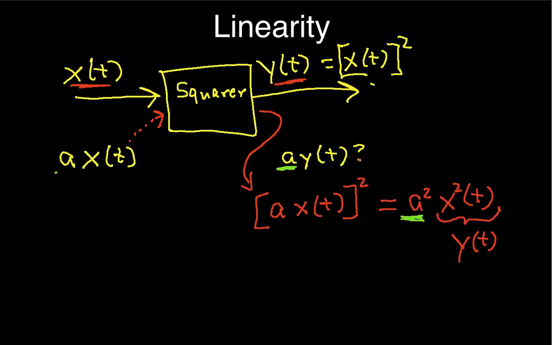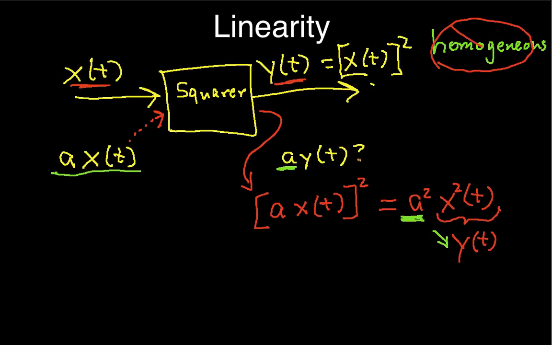So this system is actually not homogeneous, because if I put ax of t in, I don't get ay of t out, I get a squared y of t out. Okay, so we can say then that this system is not homogeneous. Now, if our only objective is to determine if the system is linear, we could stop right now, because if it's not homogeneous, it can't be linear. But because we're interested in learning more than just knowing if this particular system is linear or not, let's check to see if the system's additive, because that will be instructive.